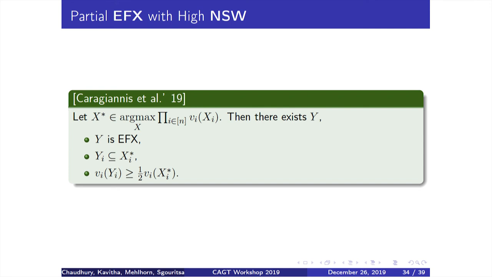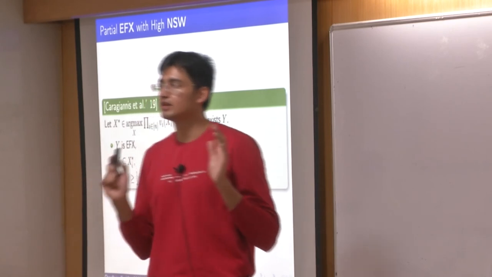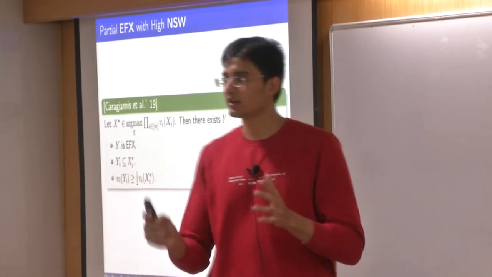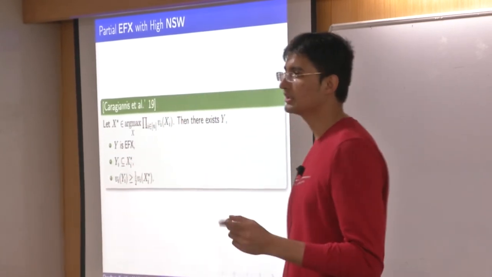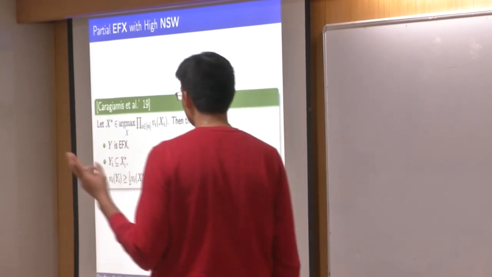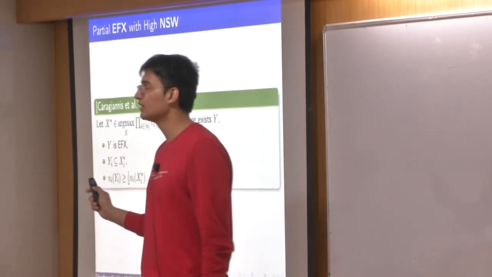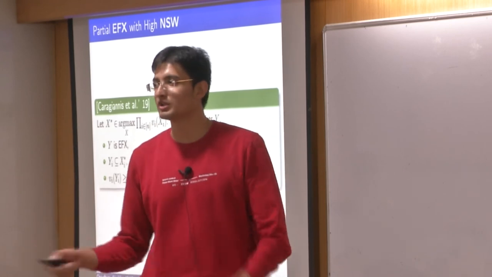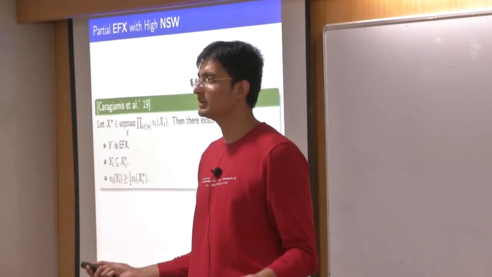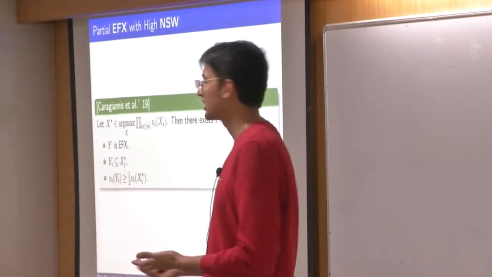I don't have time, so I will not go through all the points here. What this basically means is that there is a partial allocation, again not a complete allocation, a partial EFX allocation, which gives a two approximation on Nash social welfare, only for additive valuations. So the hope is, can I get a complete EFX allocation with the same guarantee?